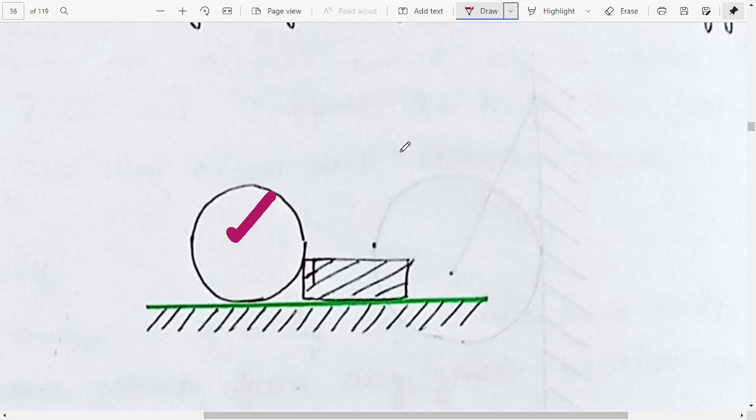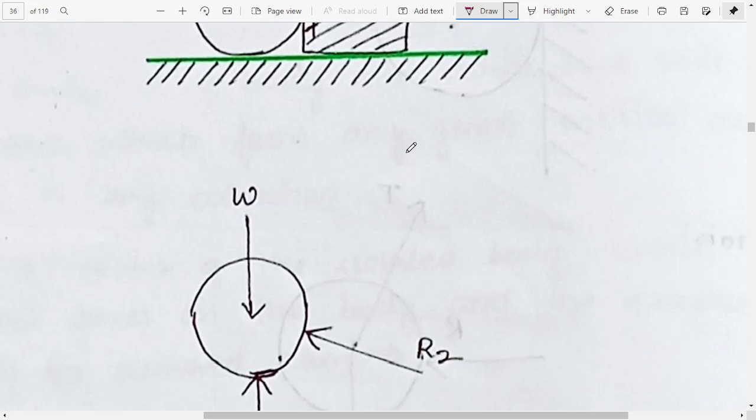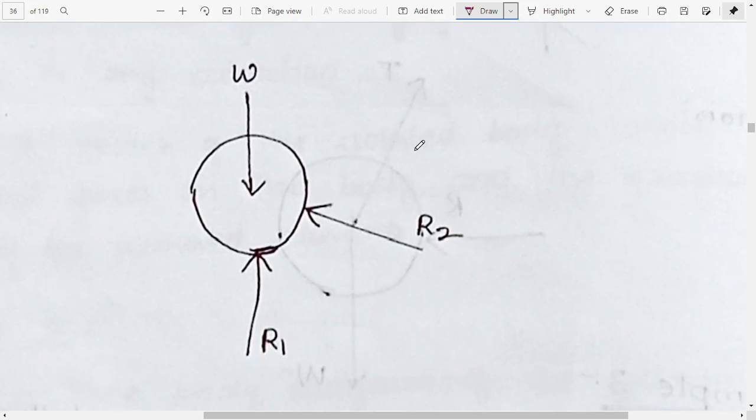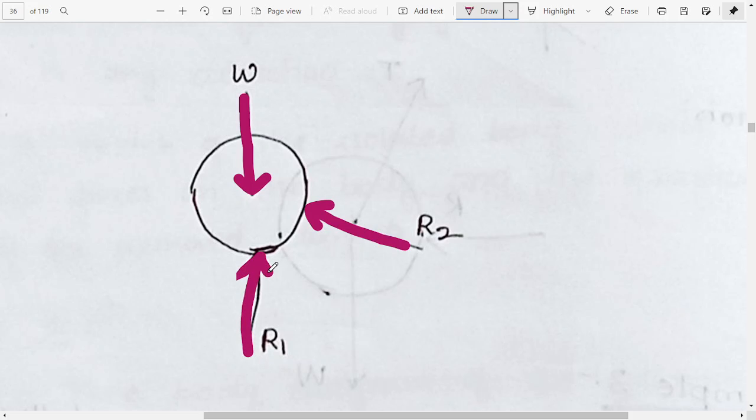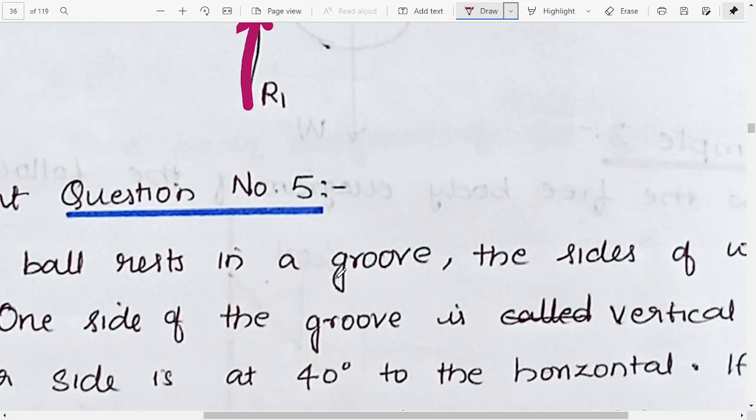So I think you must have got it by now. What are the forces? So there will be a weight of this circle here, then the reaction force in this direction, and the normal reaction from the ground. Okay, so these are the directions. So let us move to the next example.